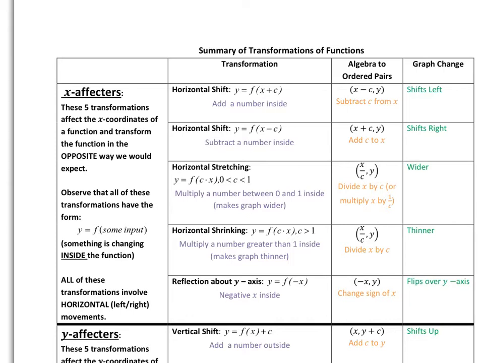One thing that you want to observe is the fact that everything that's happening with these horizontal changes is the numbers are being operated on the inside of the parentheses. So we have x plus c inside, x minus c inside, c times x, and then negative x. Everything's on the inside of the function. In terms of what that means for our ordered pairs, you want to think of it like you're doing the opposite operation, and it's always going to be applied to your x, again, your x-effectors.